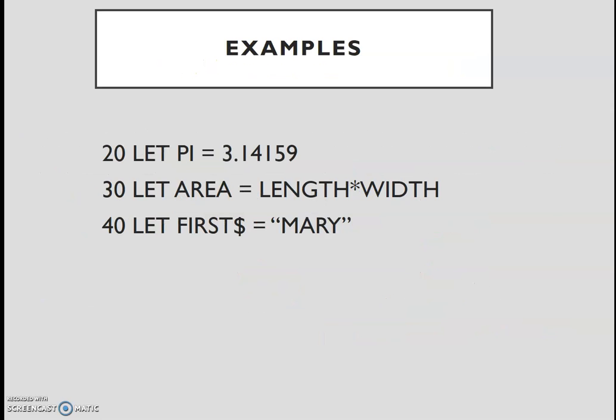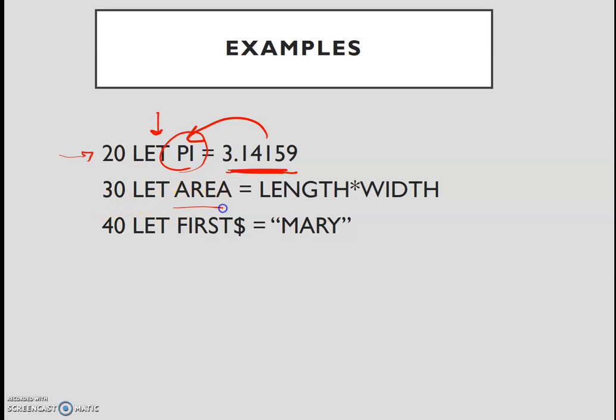So here are some examples. Here I have my line number. Here is my keyword, and it's saying to let something. So what do I want to let? I'm going to allow 3.14159 to be assigned into the memory location pi, this value. So anytime I want to use this number, I can just call on this memory location. And we can see that here.